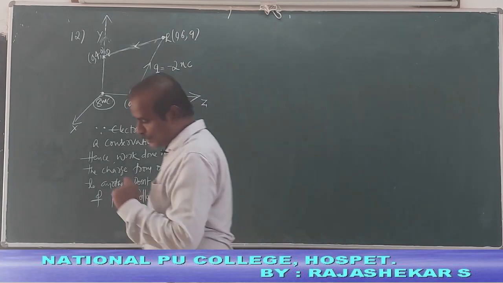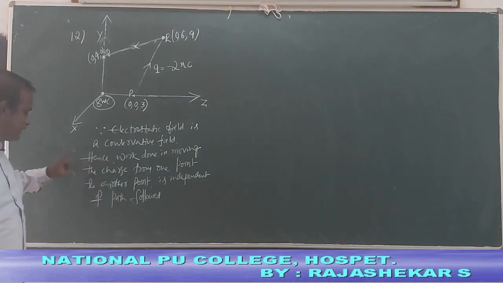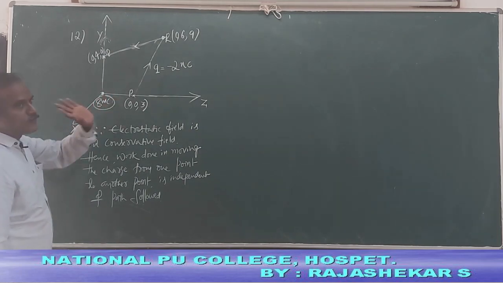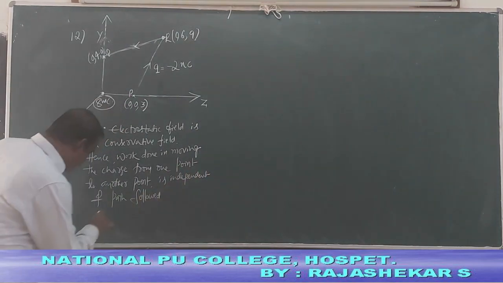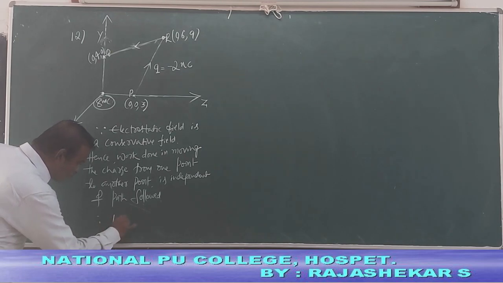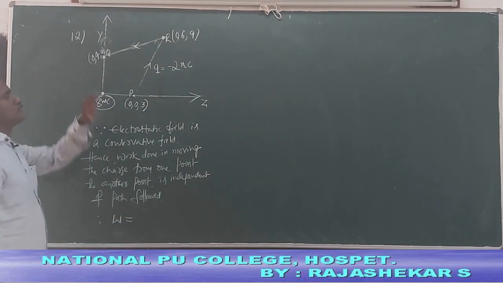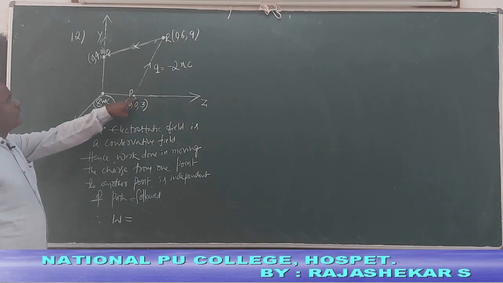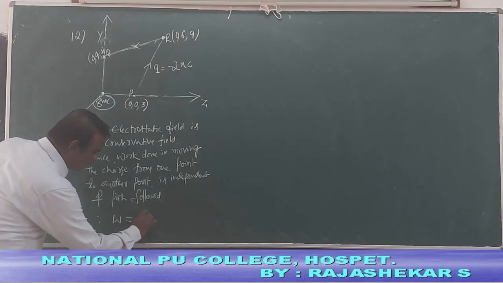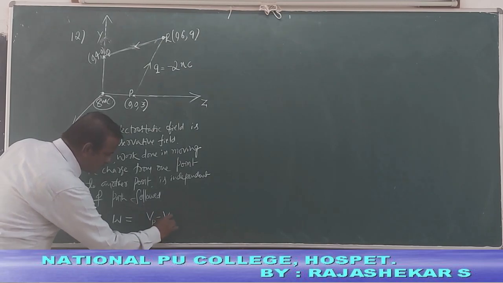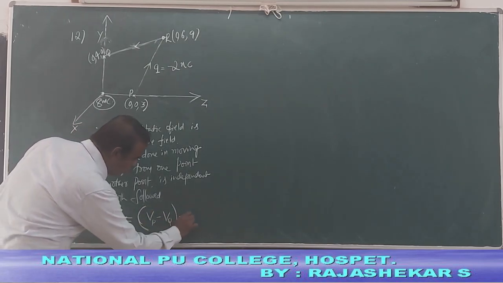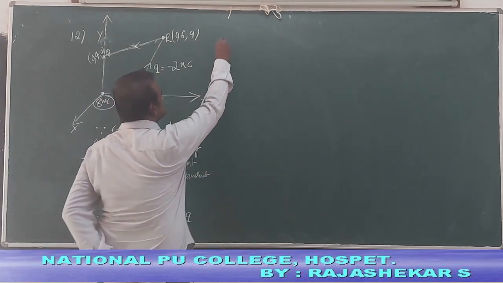Henceforth, you should remember what is the work done: potential difference into charge. Therefore, work done in moving the charge is equal to potential difference between these 2 points, potential at P minus potential at Q. So we have to write Vp minus Vq into whatever the charge is being moved. This is the answer.